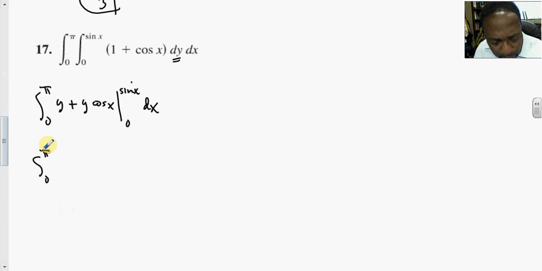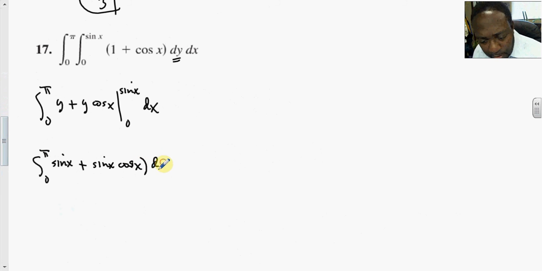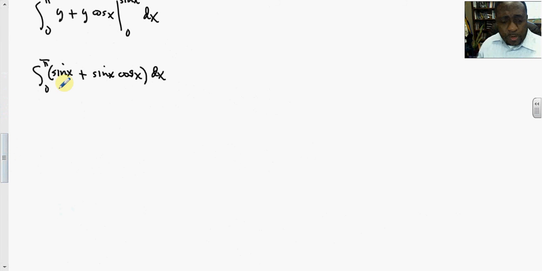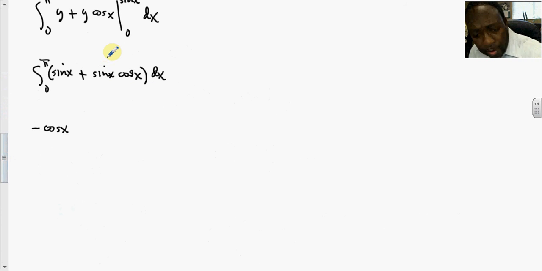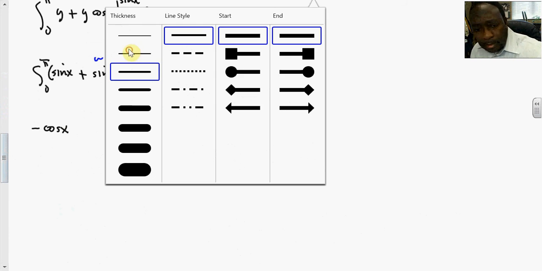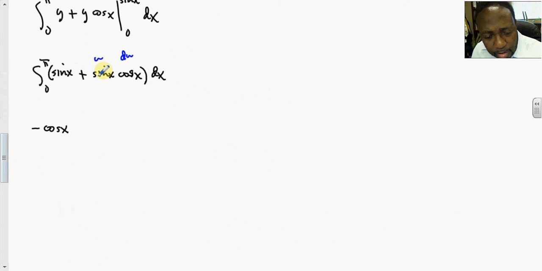This is the integral from 0 to pi. And so we evaluate this y at sine x, so we just get sine x plus this y evaluated at sine x. So this is sine x cosine x. Then we evaluate at 0, we get 0. So this is dx now. So you integrate sine x, we get negative cosine x. Here we use a u du substitution. So you let u equal to the sine x, and du picks up the cosine. So when you integrate that, we get the integral of u, which is u squared divided by 2, so plus u squared over 2.